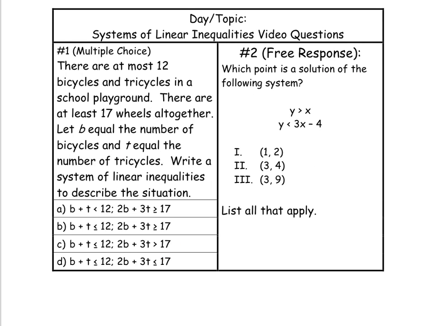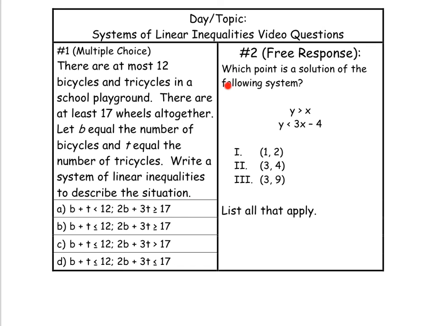Once again, it is your turn to answer these questions on the Google form. There are at most 12 bicycles and tricycles in the school playground. There are at least 14 wheels altogether. So how many wheels are on a bicycle and how many wheels are on a tricycle? Use that information to write a system of linear inequalities to describe this situation.